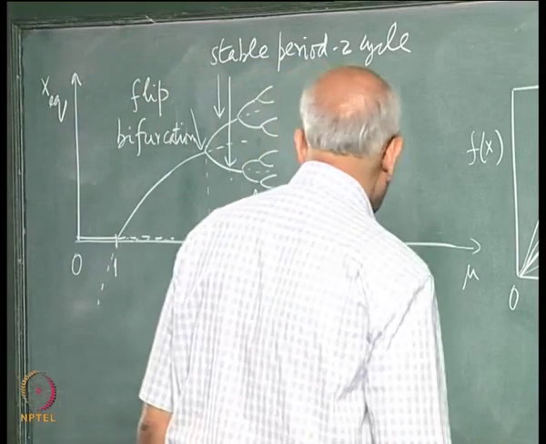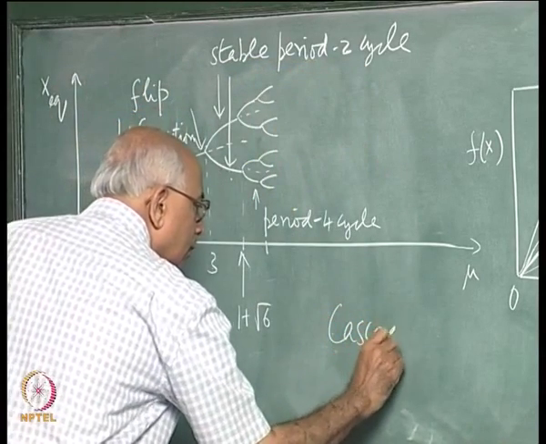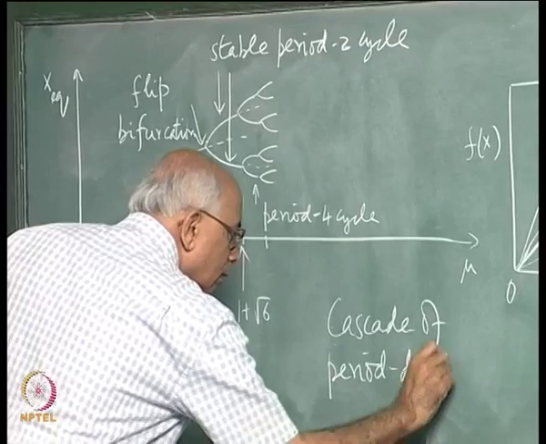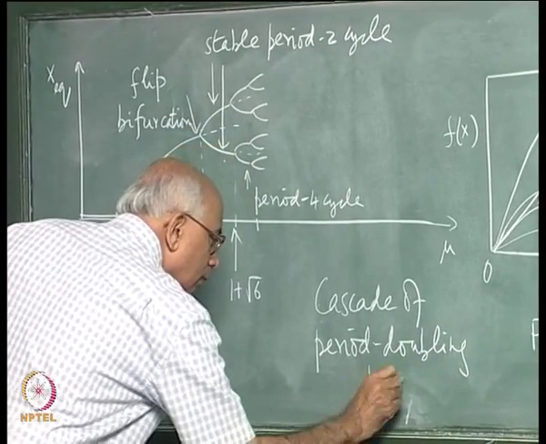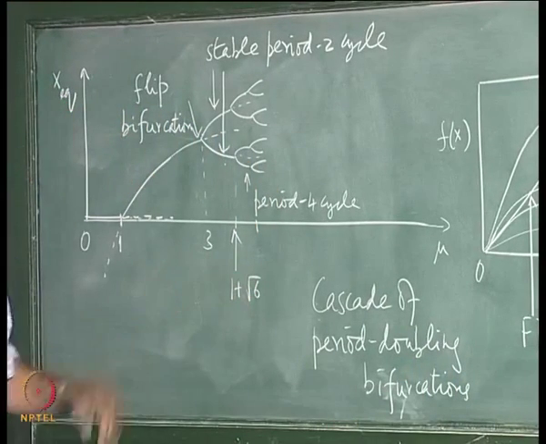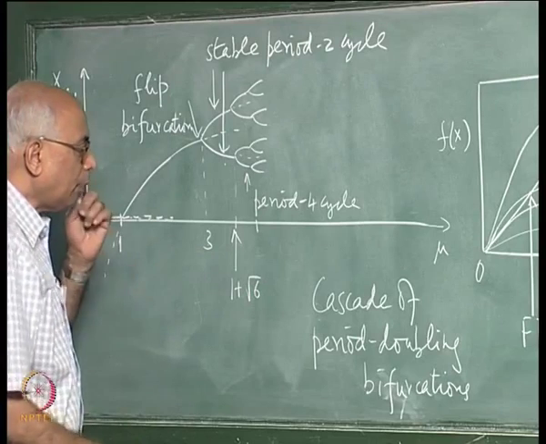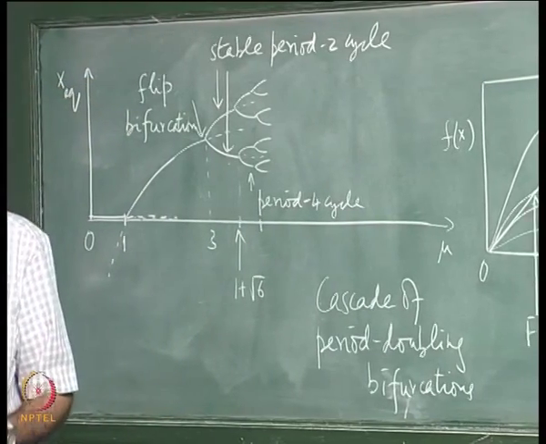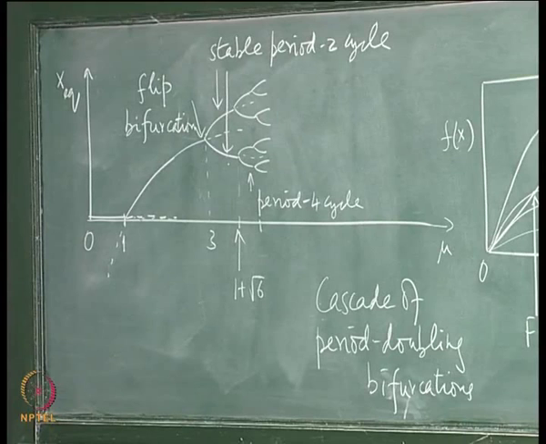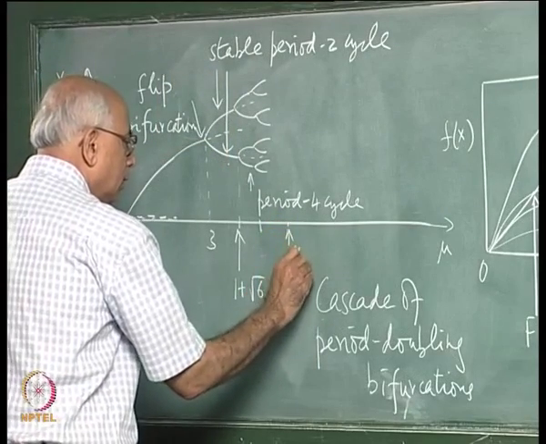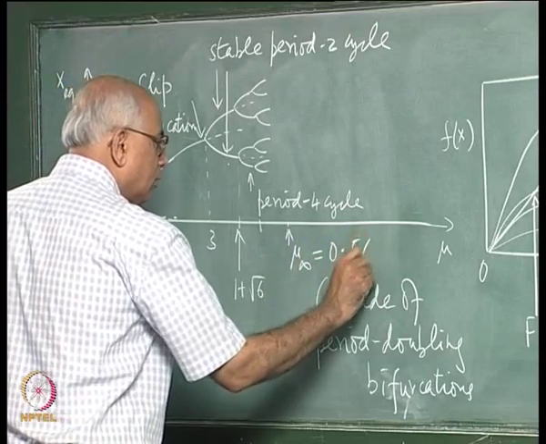So you have a cascade as mu increases, and it happens for smaller and smaller intervals in mu. So eventually what happens is that you have a 2 to the n period cycle where n becomes unbounded, and that happens at a finite value of mu. This is called mu infinity, and it is equal to 3.566 etc.